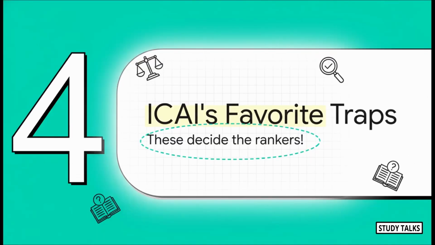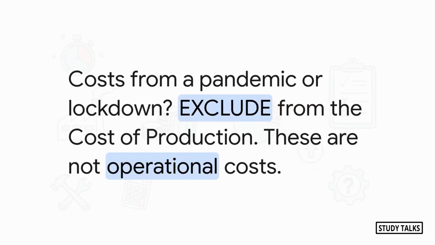So we've got the whole structure down, but now let's talk about the really important stuff, the little details that ICAI loves to throw in to see who's really paying attention. Honestly, getting these next few items right is what separates a pass from a great score. These can be rank-deciding items. Trap number 1, abnormal costs.